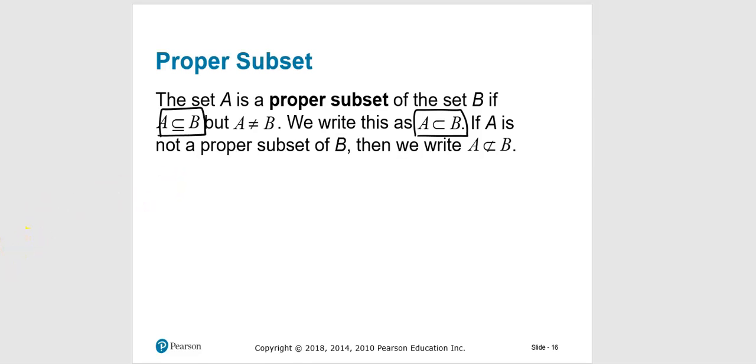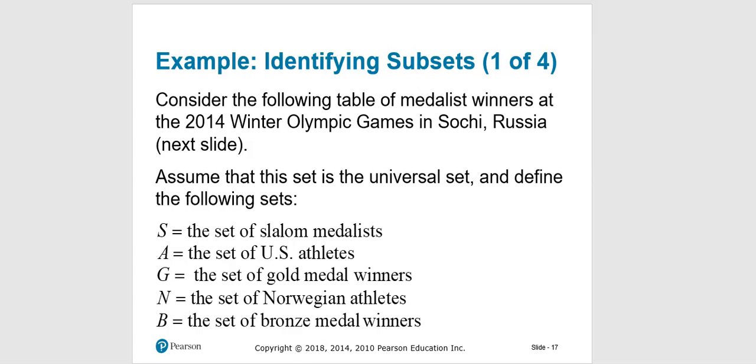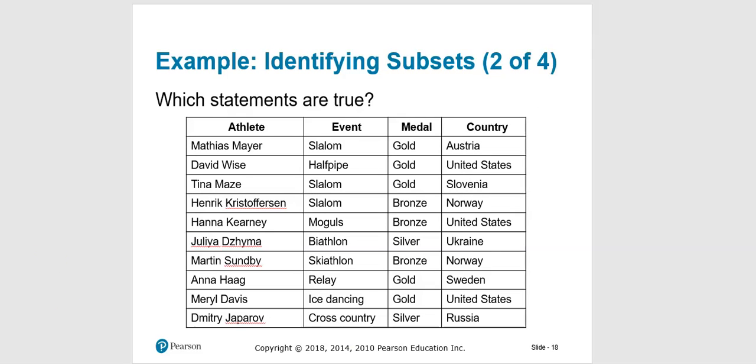And so we will have, let's see here, a little problem about the subsets. We're wondering, this table of medalist winners, based on sports, we've got different sets. We have a set of the people who won medals for slalom, set of the U.S. athletes, we've got set of gold medal winners, also set of Norwegian, and set of bronze medal winners. Now, we're going to try to figure out which one of these statements are true. Using this diagram, we may be coming back and forth to this diagram to figure out what's going to be true.